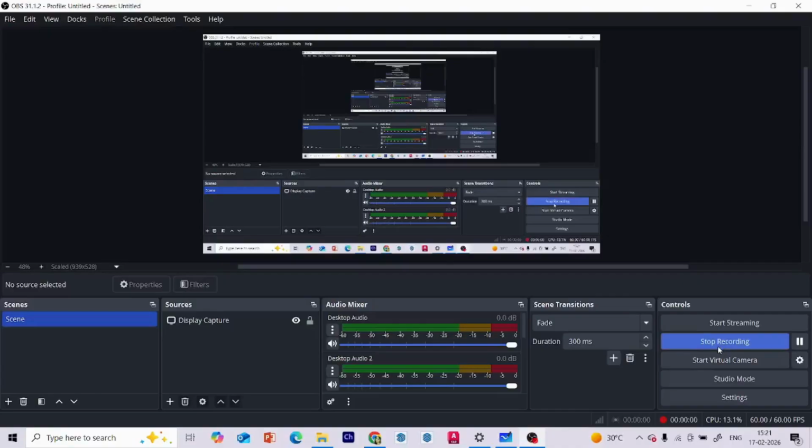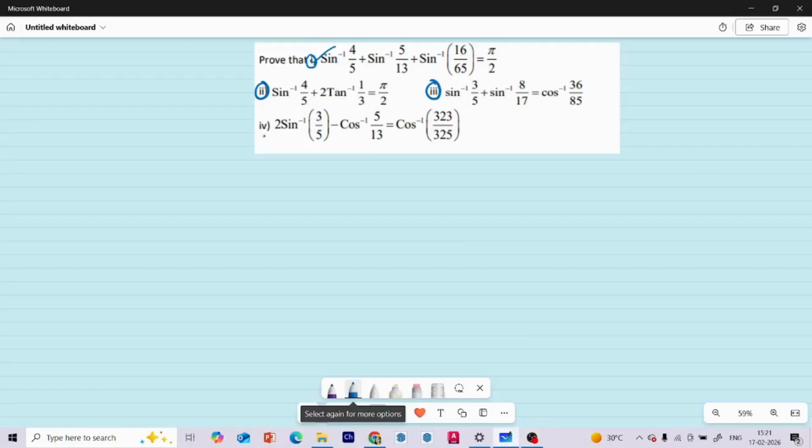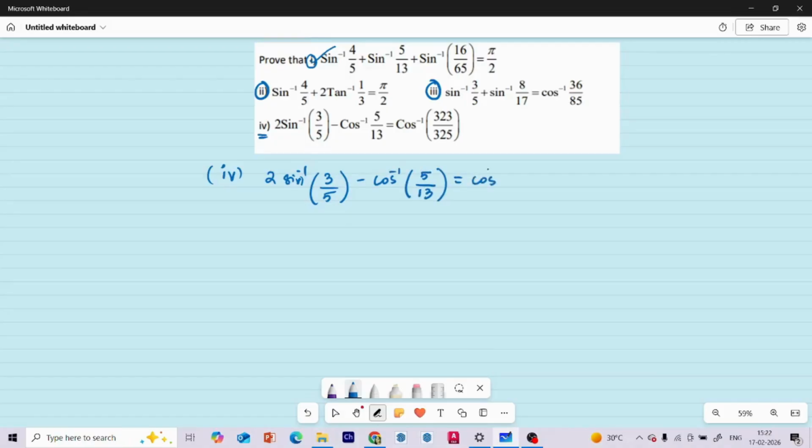Simple. Alright, let's do the next question. Okay, so let's look at the last one. Fourth one: 2 sin inverse 3/5 minus cos inverse 5/13 is equal to cos inverse 323/325. So this is what I have to prove.